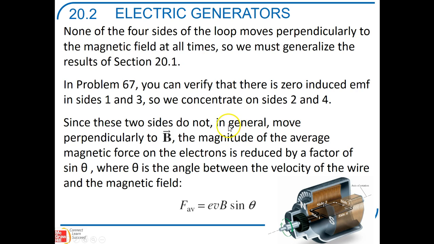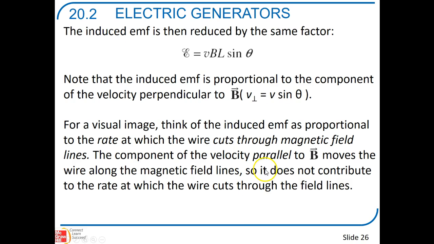Since they don't really move perpendicularly to the magnetic field, the magnitude of the average force on the electrons is reduced by a factor of the sine of the angle. That sine of the angle between the velocity of the wire and the magnetic field gives you this force. So the average force here is the elemental charge times the velocity times the magnetic field times the sine of the angle. And that's what we'll discover as we go through.